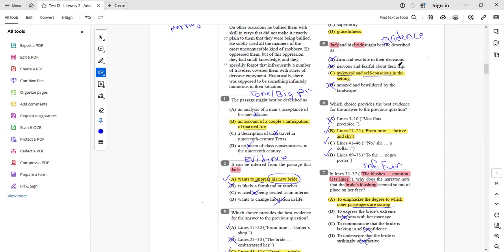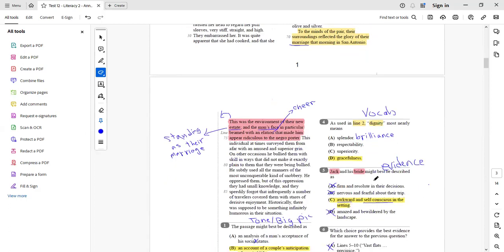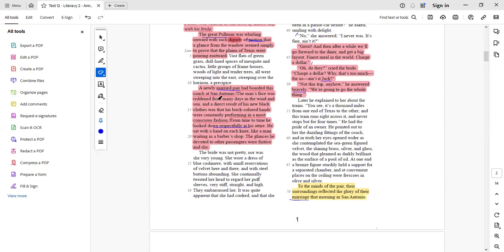But note about the trip. It came from the looks of the people around them, and it was present in C. Awkward and self-conscious in the setting? Yes, in 17 till 22, they were awkward. Here, when we take the line, he said a newly married pair had boarded this coach at San Antonio. The man's face was reddened. Now we know that he's awkward, self-conscious about the setting, about the place.